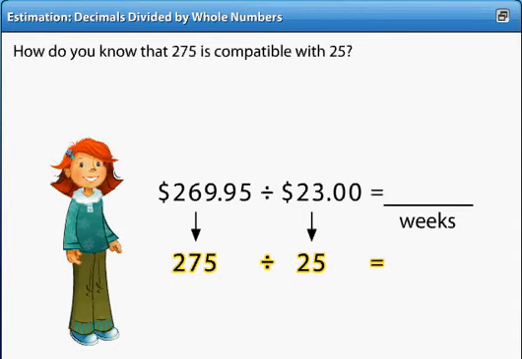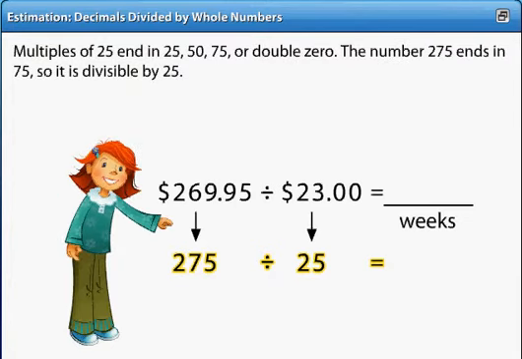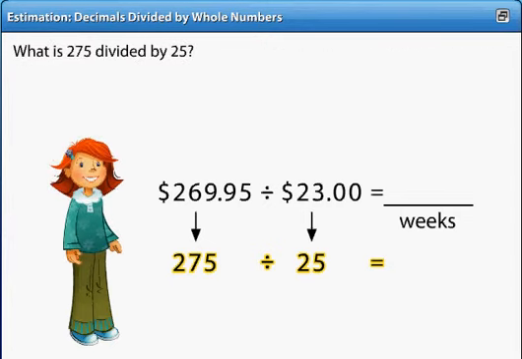How do you know that 275 is compatible with 25? Because anytime it ends with a 0, okay, 2 zeros really, 25, 50, or 75, it is going to be compatible by 25. Count up by 25s. Multiples of 25 end in 25, 50, 75, or double zero. The number 275 ends in 75, so it is divisible by 25. What is 275 divided by 25? I don't know that off the top of my head, but I'll use the distributive property, really.